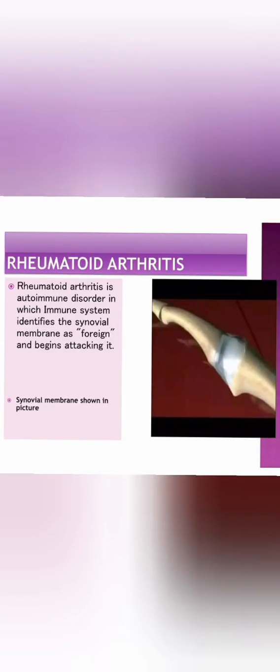Good morning all. Today we are going to see about the condition rheumatoid arthritis. First of all, I would like to say what is meant by rheumatoid arthritis.